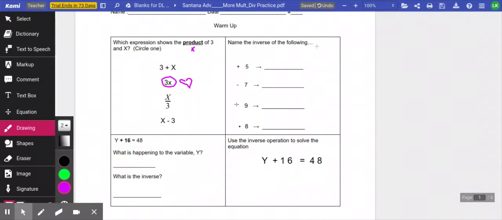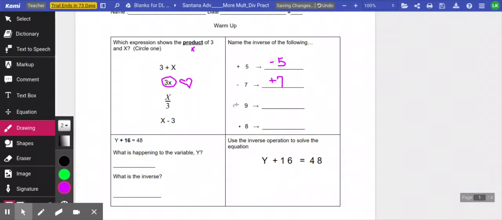Now the second one, the inverse. Remember, inverse means opposite. So what's the inverse of plus 5? Minus 5. You can think about it like, what's the opposite of giving someone $5? Taking $5 or spending $5. What's the inverse of minus 7? Plus 7. And check your answers out too and make sure you got them. If not, go ahead and fix them.